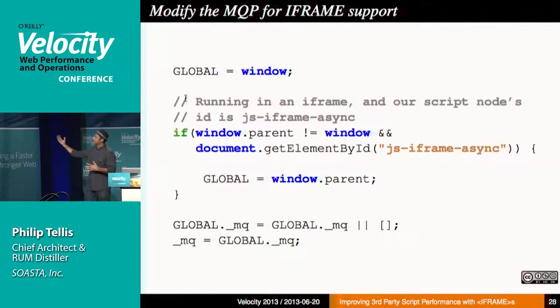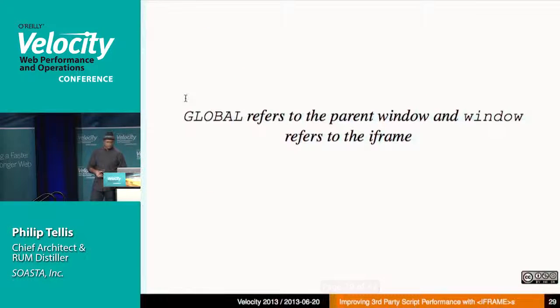So we set this alias to the parent window, and then we declare another global _MQ, which is now an alias to the parent's MQ. All right? So now we have a method queue pattern that can work whether it's running within the current window or inside an iframe in a parent window. It'll still access the parent's method queue. All right?